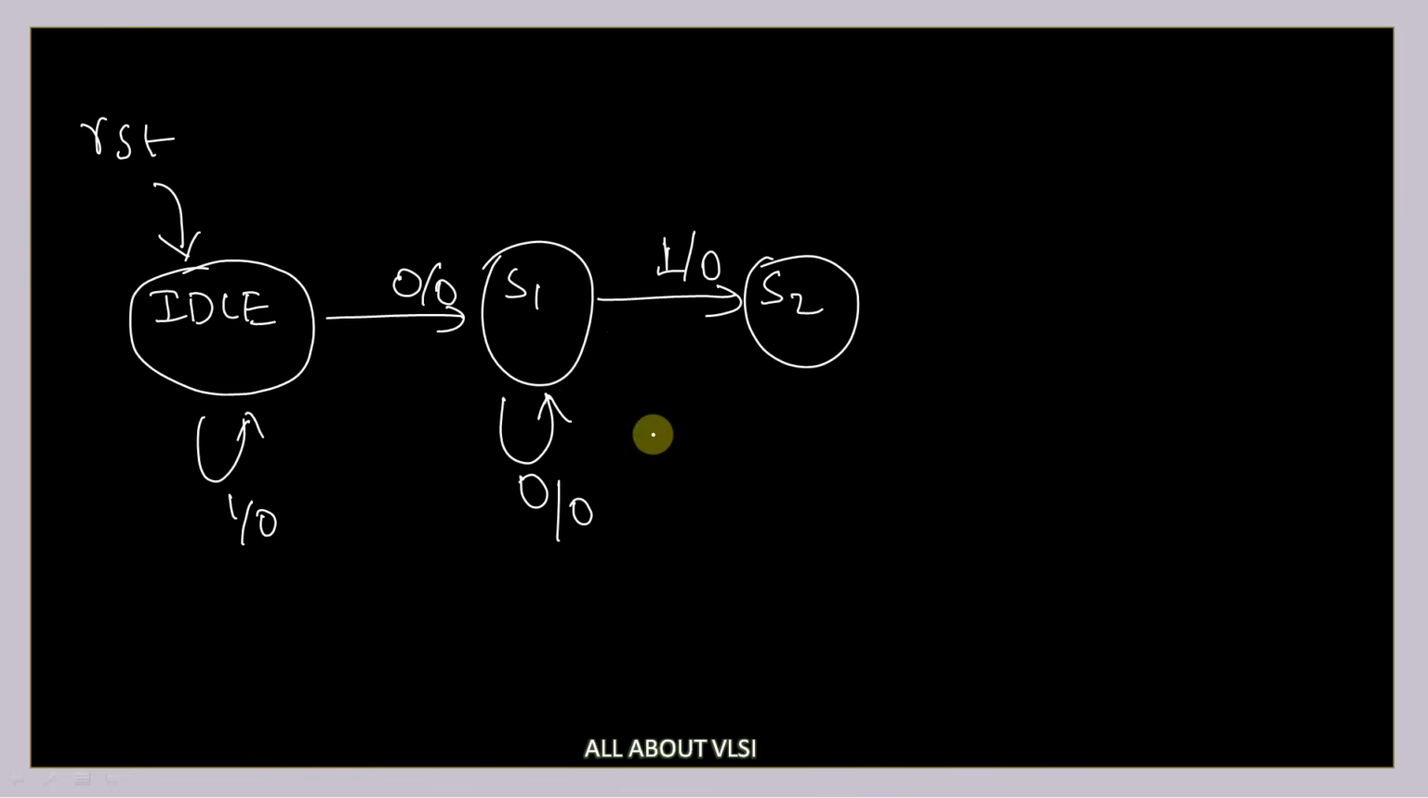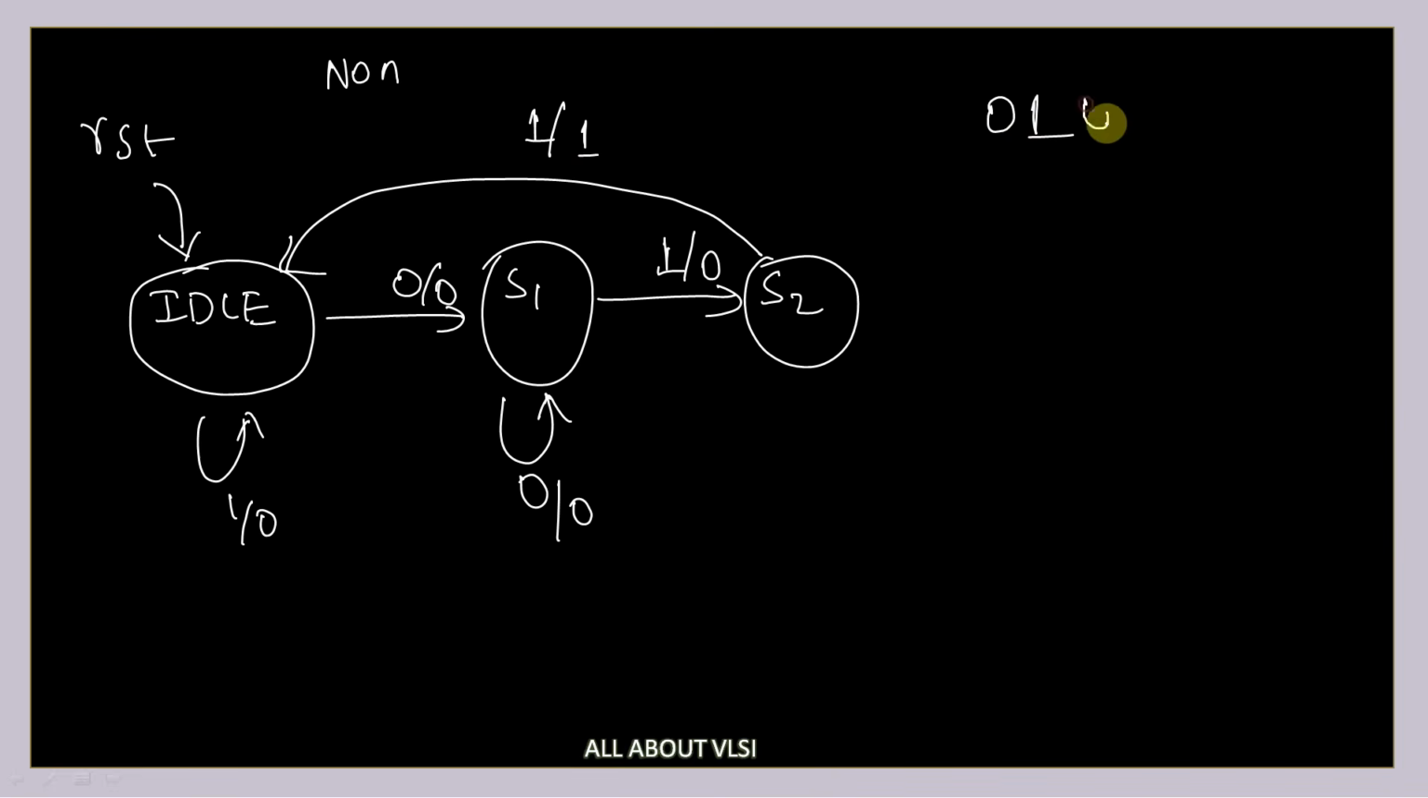If you are in the S1 state and apply 0, you stay in the same state. From the S2 state, we consider a non-overlapping Mealy FSM, so if I apply 1, I go to the idle state and my output is equal to 1. If I'm in S2, I have the sequence 0 1, and if I get one more 0, I can reuse this 0, so I go to the S1 state and my output is 0. This is how I develop a state diagram.